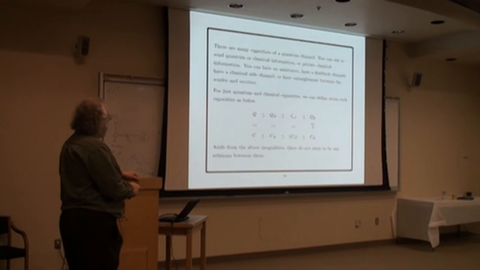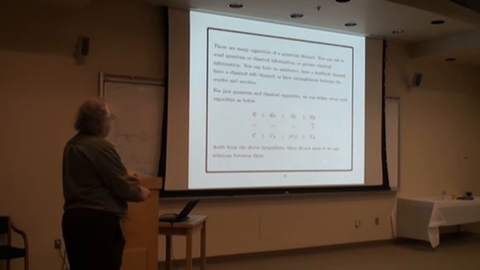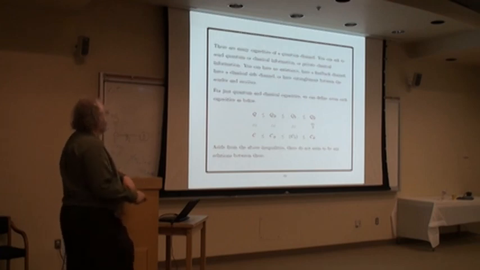Well, once they share entanglement, it turns out side channels no longer help. So you have Q_E is bigger than or equal to Q_2, bigger than or equal to Q_B, bigger than or equal to Q, and C_E is bigger than or equal to C_B, the classical capacity of a quantum channel with a back channel, and the classical capacity of a quantum channel.